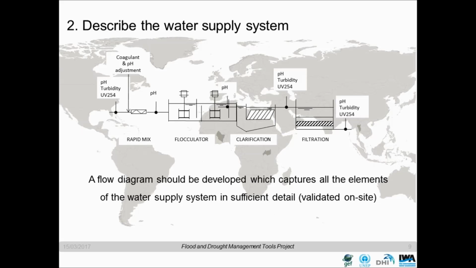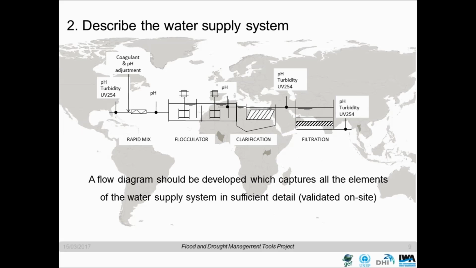Now, in describing the system, it is important to come up with a detailed flow diagram. A good flow diagram will greatly facilitate the identification of hazards and setting of controls. And this is because it helps the team to identify the pathways by which hazards can be transferred to consumers, and two, to identify key points on the flow diagram where control of the water quality is necessary.